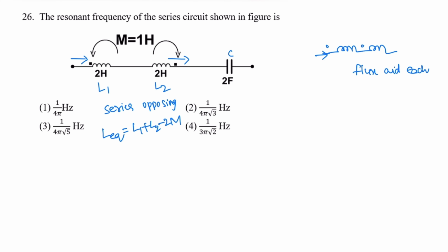If current enters one coil at the dotted end and exits at the other coil, so here current is exiting from the other coil. In this case, the flux opposes each other. So the magnetic flux opposes each other. So it is called series opposing connection. Series aiding and series opposing.